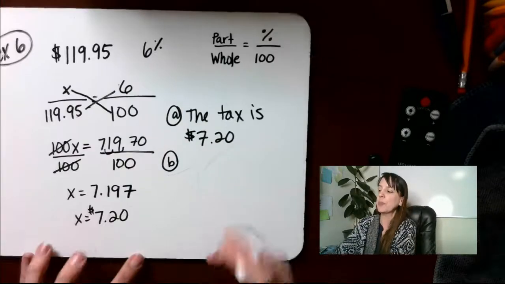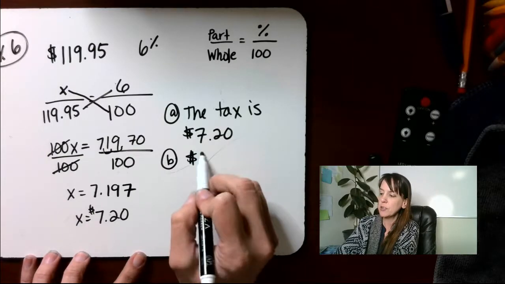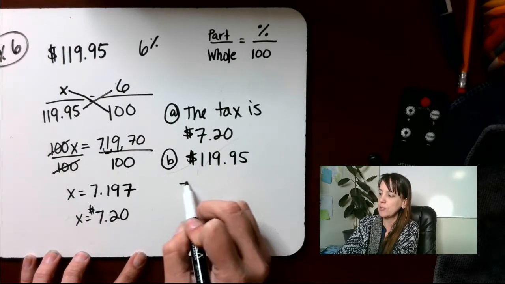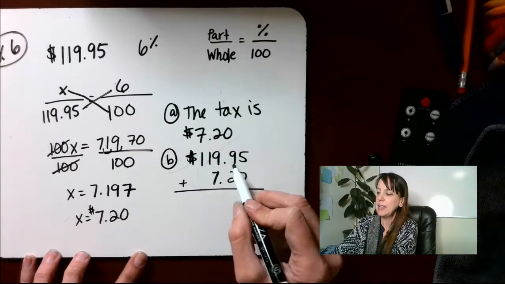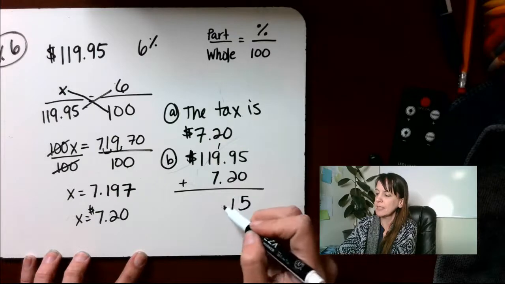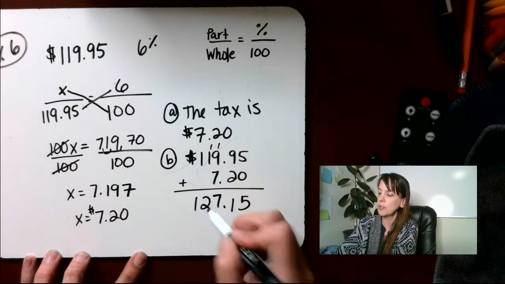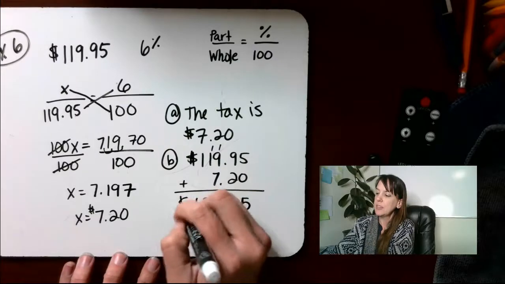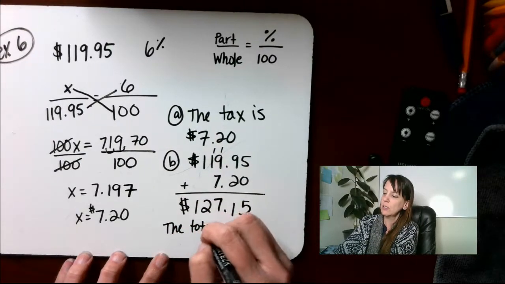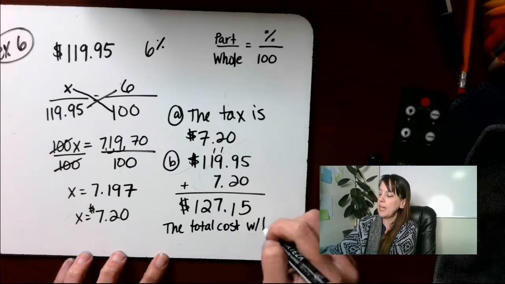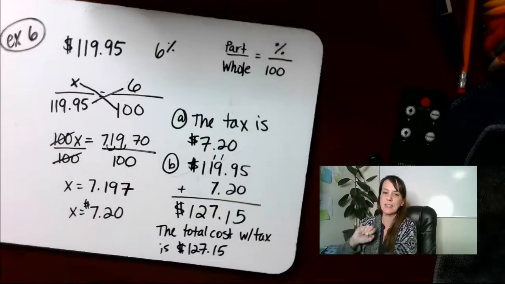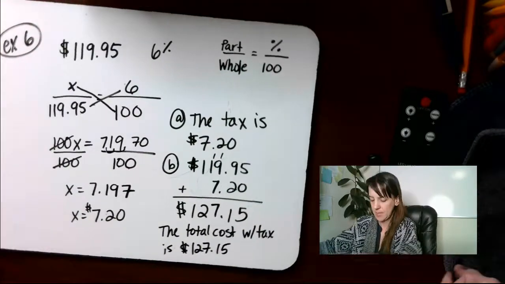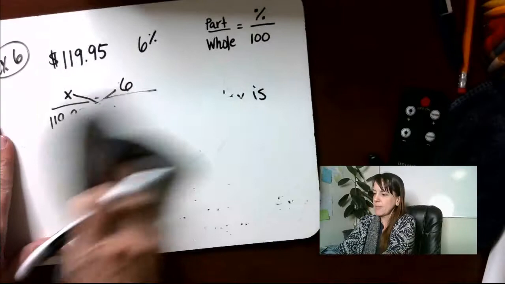For B, it says, what is the total price including tax? Well, we're going to take that 119.95 and we're going to add 7.20 to it. So we get 5, 9, and 2. That gives us 11. So it's going to give us 17. Carry the 1, 127 and 15. So the total cost with tax is $127.15.